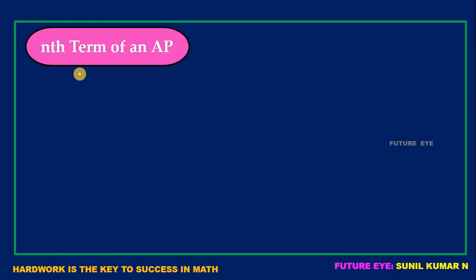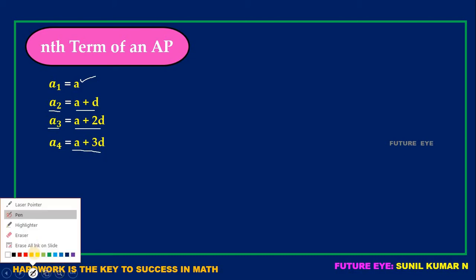Here, first we have to learn the nth term finding formula. So how are we going to get that formula? First I am explaining that. See, you all know that the first term, that is a1, we can write as a, and the second term a2 we can write as a plus d. Similarly, the third term we can write as a plus 2d. The fourth term we can write as a plus 3d.